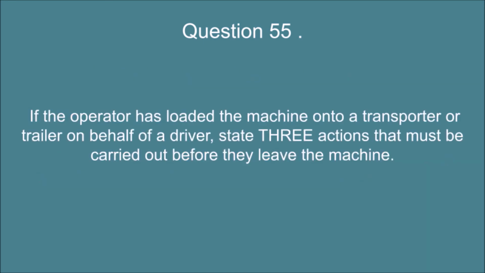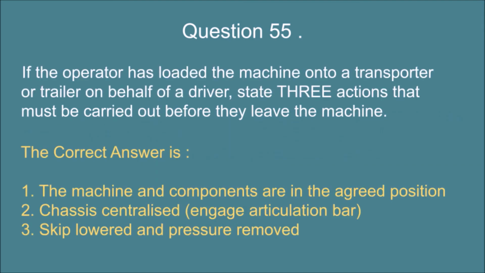Question 55. If the operator has loaded the machine onto a transporter or trailer on behalf of a driver, state 3 actions that must be carried out before they leave the machine. The correct answer is 1. The machine and components are in the agreed position. 2. Chassis centralized, engage articulation bar. 3. Skip lowered and pressure removed.